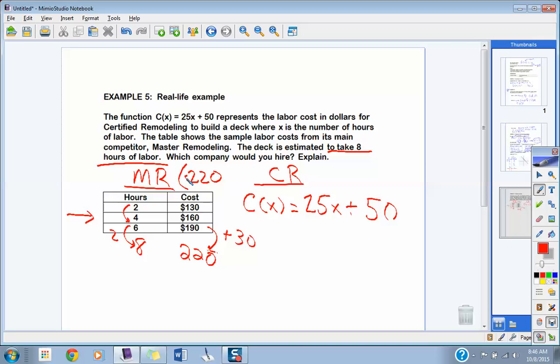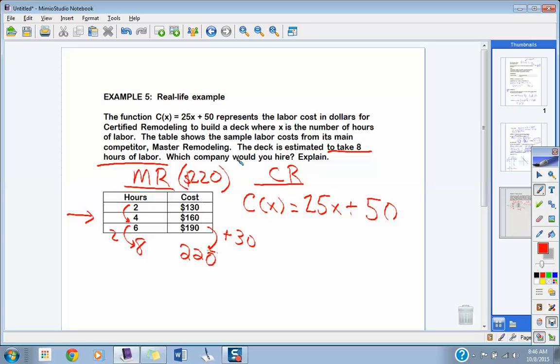I'm just going to jot that down up here. Okay? Now, certified remodeling does not give you a table. They actually say, hey, we compute our cost on a function C of x equals 25x plus 50, where x is your number of hours. So again, how many hours are they going to perform the task? 8 hours. So that 8 hours is like an input into our function. And if I input 8 hours into the function, that'll tell us what a labor cost is.